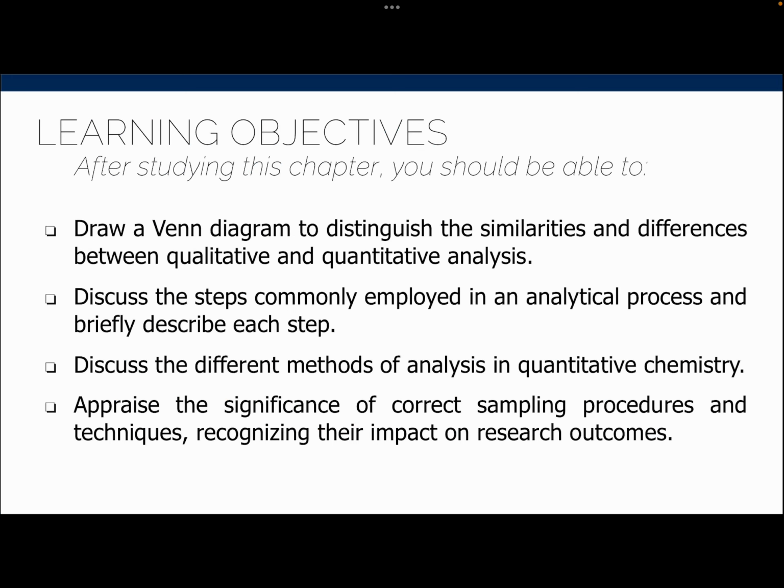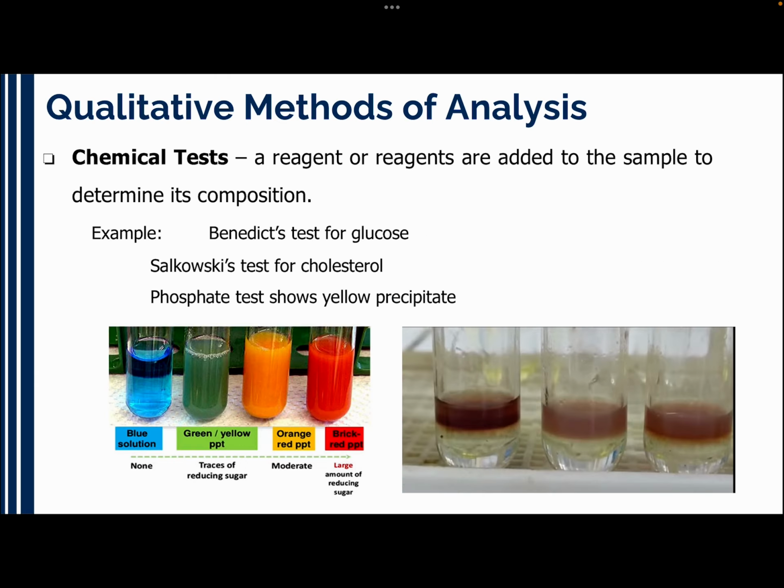impact on research outcomes. So again, qualitative method of analysis. So we have an example. First is the chemical test. So a reagent, so chemicals in the lab, added to a sample to determine its composition. So for example, if you are tasked to detect the glucose present in our unknown sample, then we can use Benedict's reagent to detect if glucose is present or not. So how is this determined? So color changes or precipitate formation that we see in our solution.